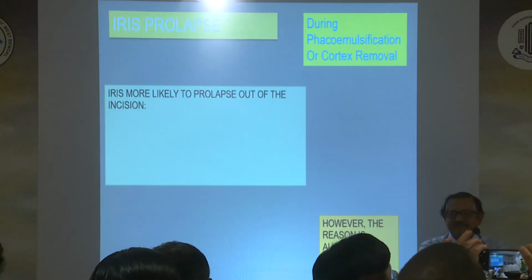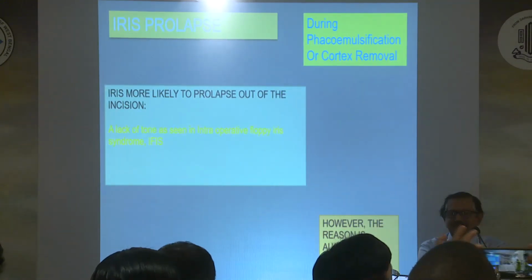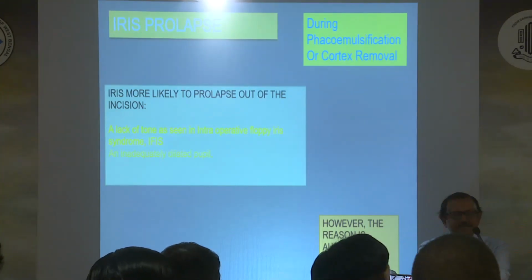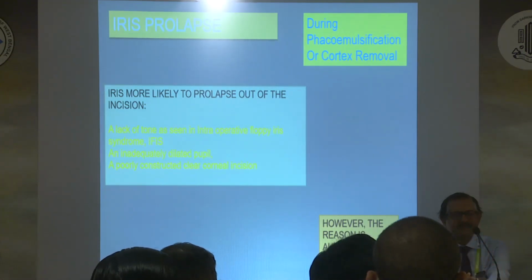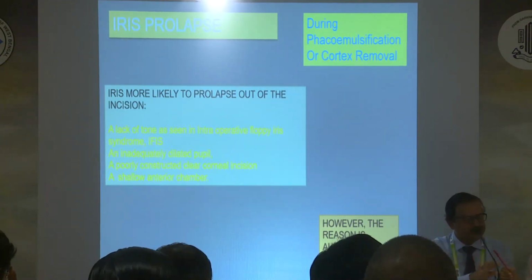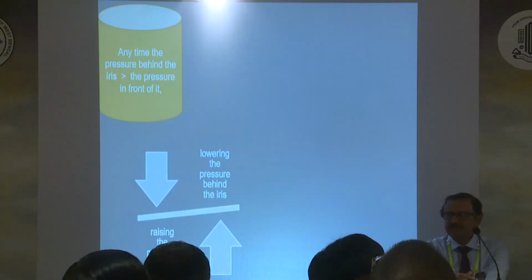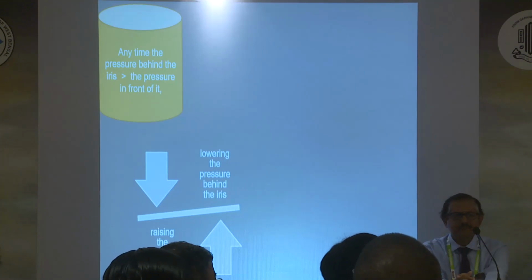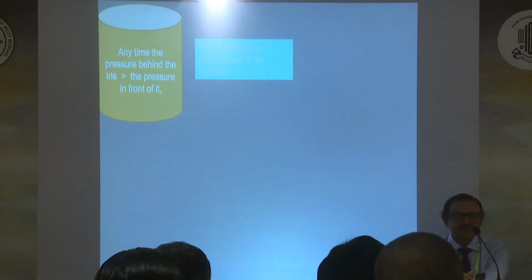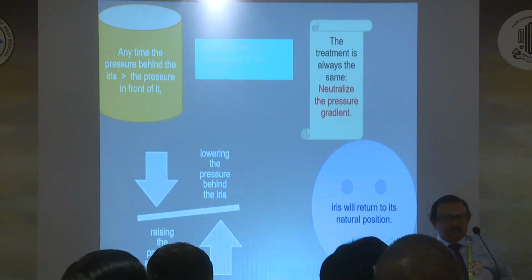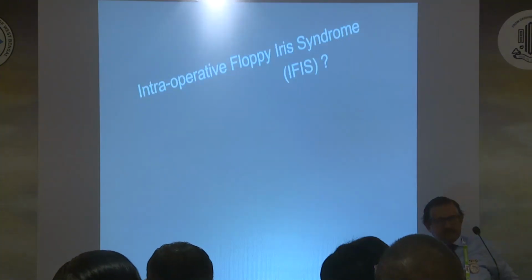The iris is more likely to prolapse out of the incision in cases where there is a lack of tone, as seen in intraoperative floppy iris syndrome, an inadequately dilated pupil, a poorly constructed clear corneal incision, and a shallow anterior chamber. However, the reason is always a pressure gradient. Anytime the pressure behind the iris is more than the pressure in front of it, the iris will tend to prolapse out, and the treatment is always the same: neutralize the pressure gradient. Then the iris will return to its natural condition.